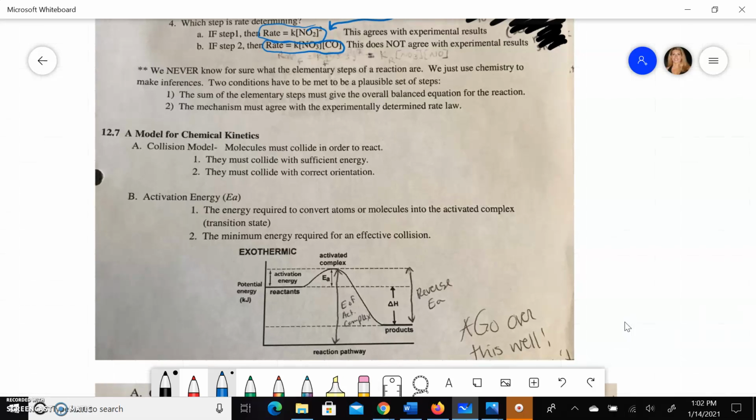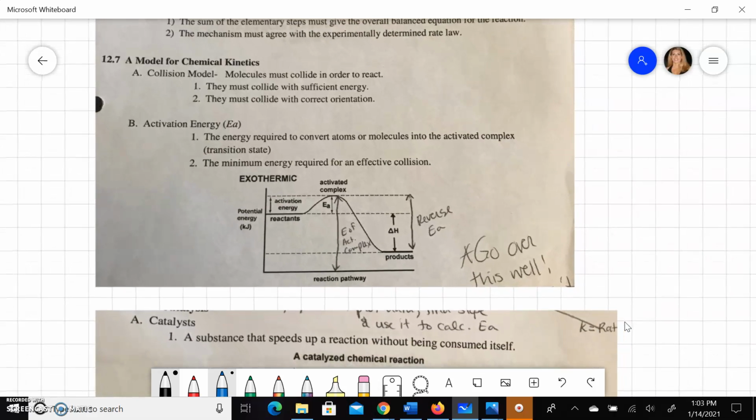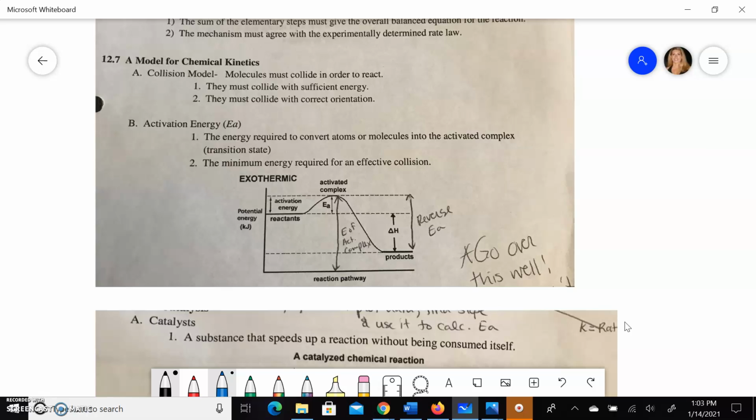Note those stars. We don't know for sure what the elementary steps are. We just use chemistry to make inferences, and again, you have to make sure that they match. This talks about the collision model, which we actually mentioned at the beginning of this chapter because I think it's really important for kinetics. Anytime you're explaining why something happens faster or slower in a reaction, you want to be able to talk about these two things.